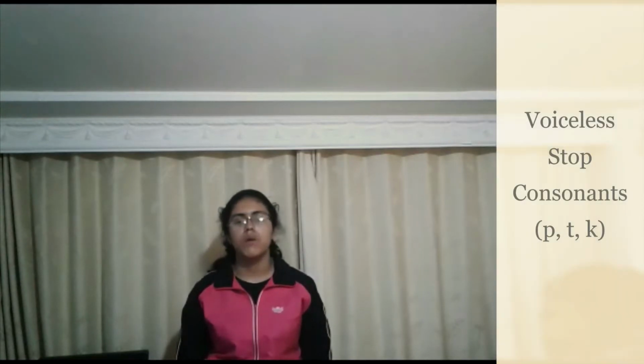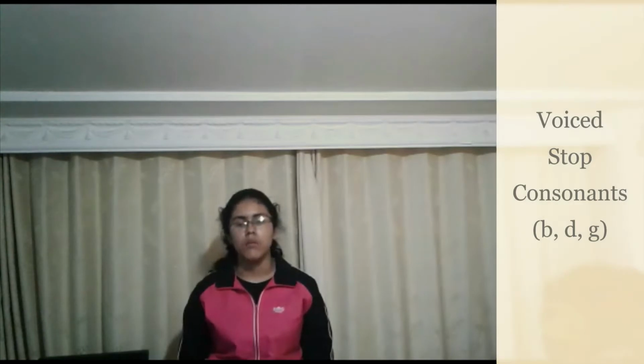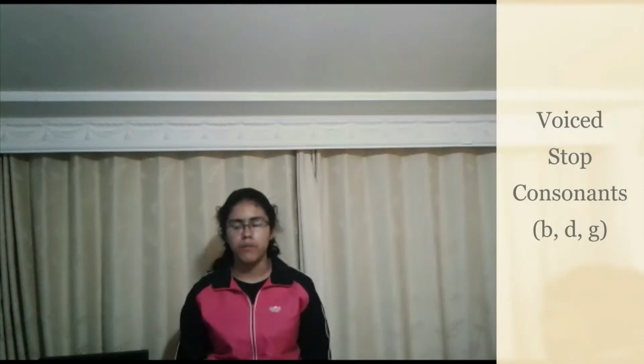Now I'm going to talk about the two important groups, the voiceless stops and the voiced stops. The voiceless stops are the consonants P, T, and K. The voiced stops are the consonants B, D, and finally G.